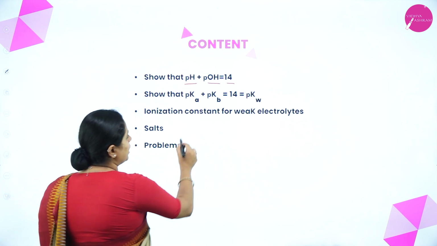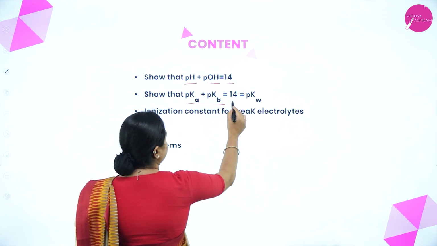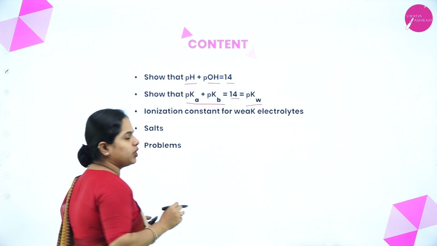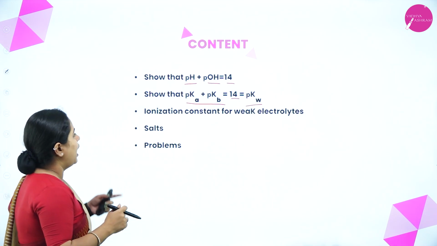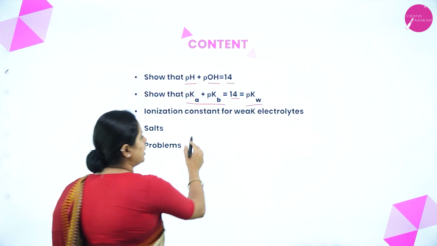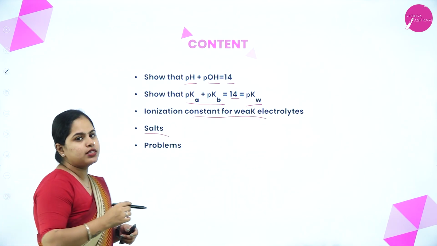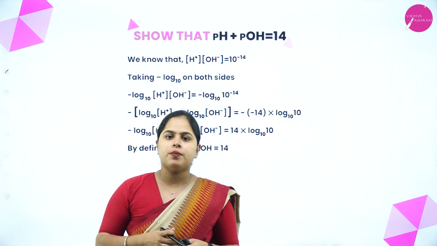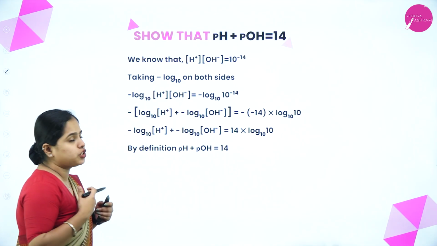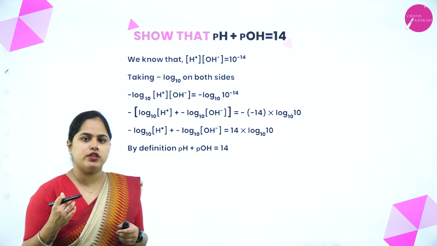Also we are going to show that pKa plus pKb will be equal to 14, which will be equal to pKw. And ionization constant for weak electrolytes also we will be studying in this session, and regarding salts and some numericals also. Okay, so let us begin with the first one, that show that pH plus pOH is equal to 14.